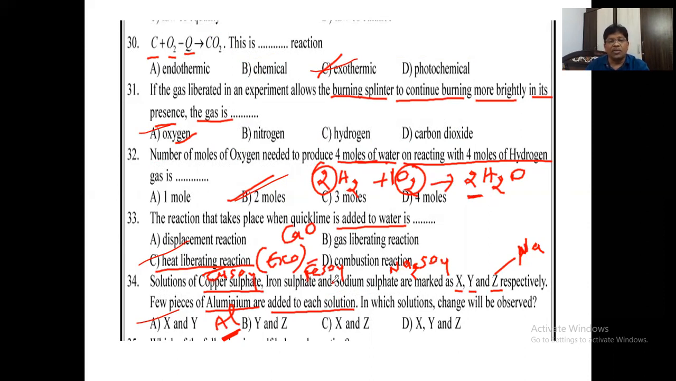Okay, copper and iron present in which solutions? X and Y. So in solution X and solution Y, copper and iron can be displaced, can be replaced by aluminum here. So in X and Y solutions, copper and iron can be displaced by aluminum. So chemical change takes place in solution X and solution Y. Okay.